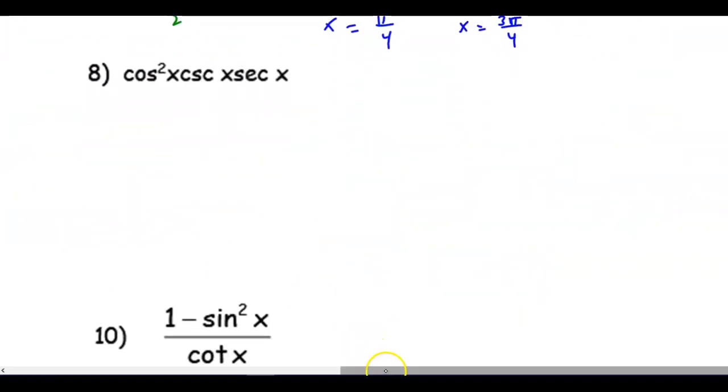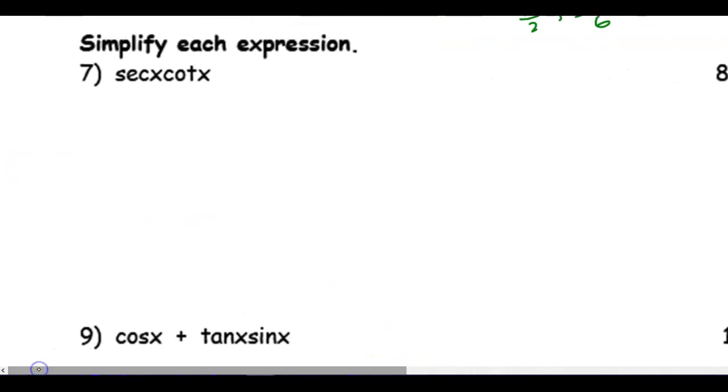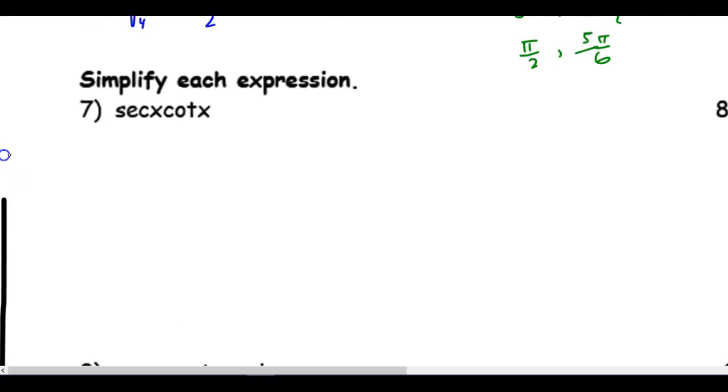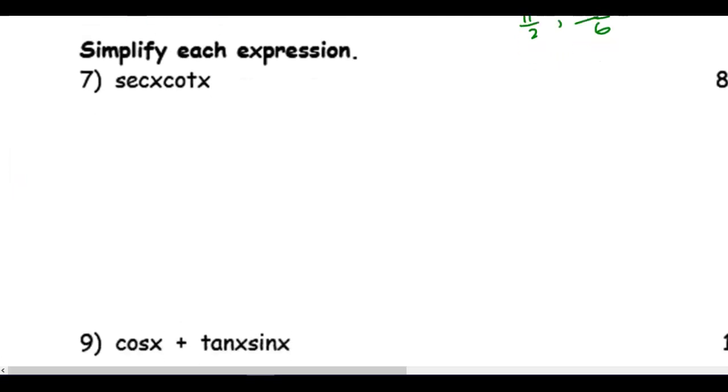Now, number 7 through whatever, I don't know how far that goes, but we need to simplify these. Simplifying means, guys, just take trig identities that you know and just convert until you can't convert anymore. Just try anything. All right, try anything.